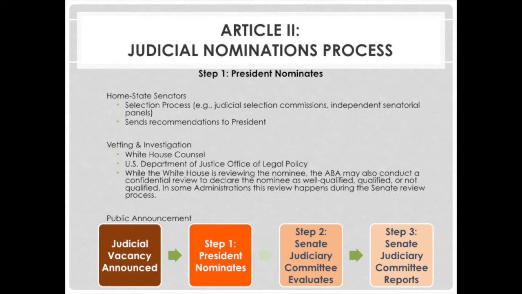Those names, as well as any names that the president, him or herself, would want to review, then undergo extensive vetting and investigation from various people within the White House as well as the U.S. Department of Justice. Usually, depending on the administration, while the White House is reviewing the nominee, the ABA, or American Bar Association, may also be conducting a confidential review to declare the nominee well qualified, qualified, or not qualified. In some administrations, this review would happen during the Senate review process as well. The final step is when the president would publicly make an announcement as to who he or she wants to fill that particular vacancy.